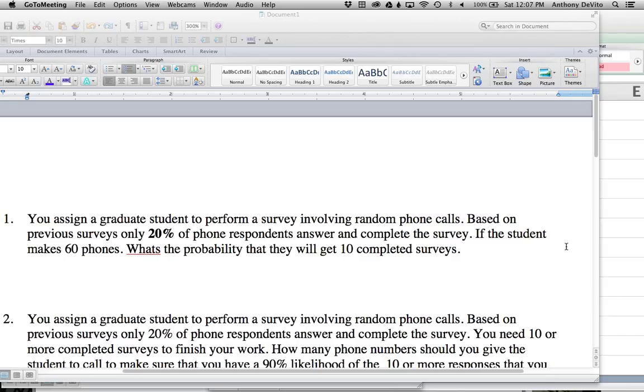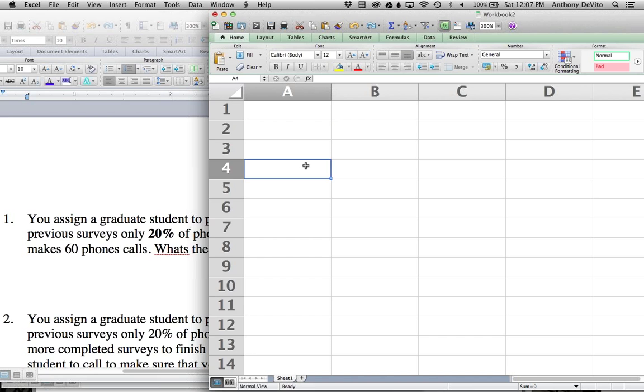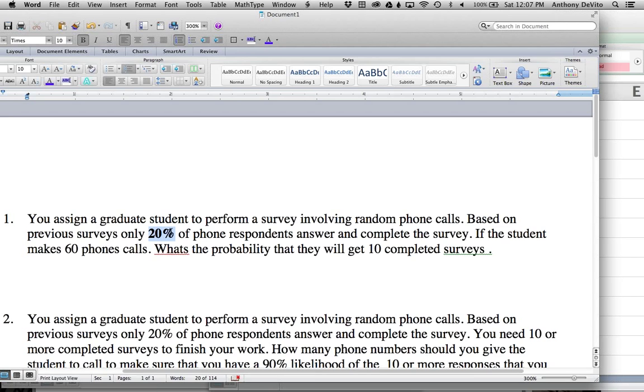We're going to tell you that the number of trials is 60. They're going to make 60 phone calls, so the number of trials is 60. Let me click in there and add the word calls. So we want to know the probability that they'll get 10 completed surveys if 20% of the time people are willing to complete the survey. How are we going to figure that out? Well, we have everything we need. We have the probability of any individual that we call completing the survey, which is 0.2. We have the number of trials, which is 60, and we have what we want: at least 10 completed surveys.